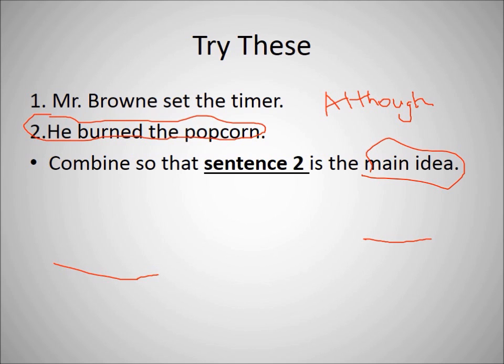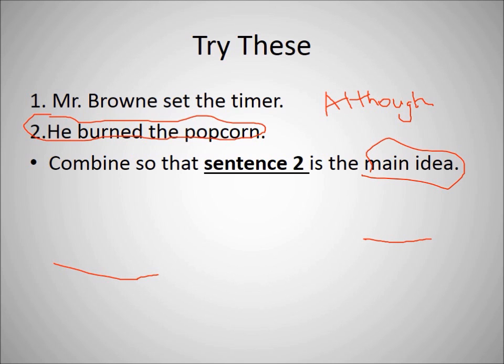Now, since I've given you the subordinate conjunction I want you to use, pay attention to the instructions here. I would like for you to combine these two sentences so that the second sentence is the main idea. "He burned the popcorn" should be the main idea. It is your main idea, which means the word "although" cannot be the first word of this sentence. All right? So put these two sentences, "Mr. Brown set the timer," "he burned the popcorn," together with the word "although."